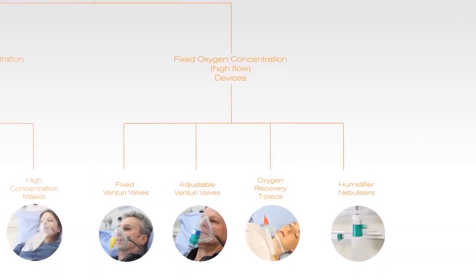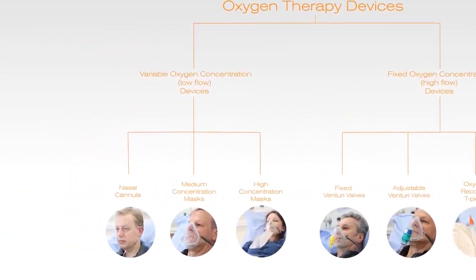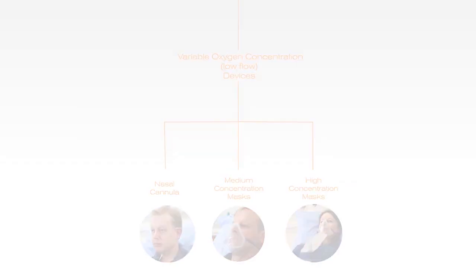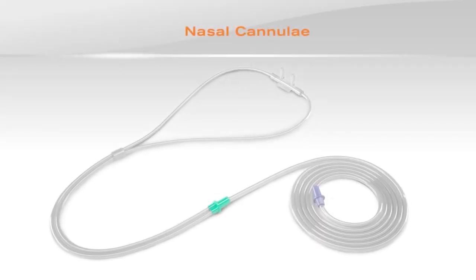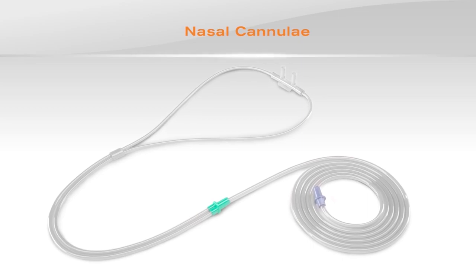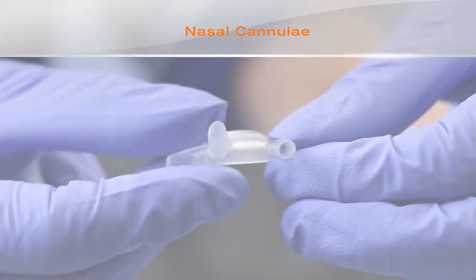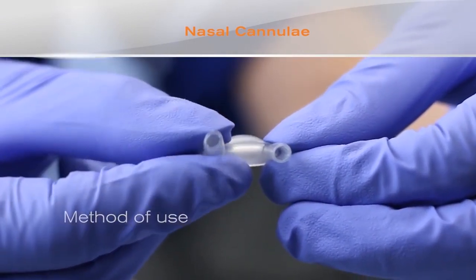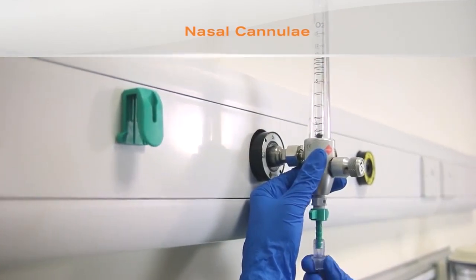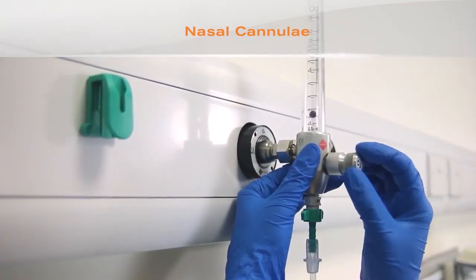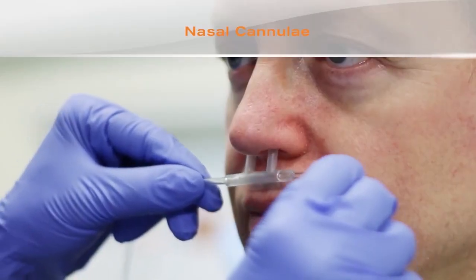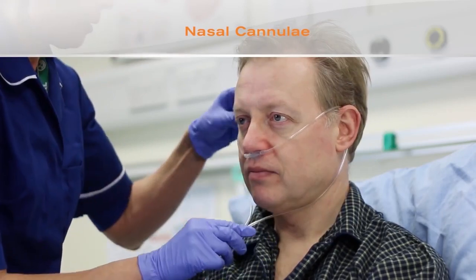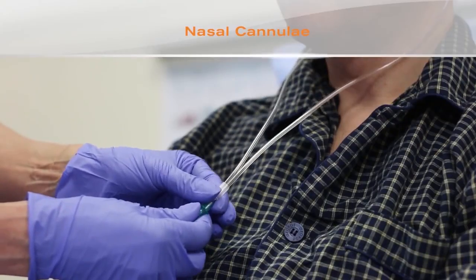Firstly, let's look at variable oxygen concentration devices and the various device options that are available. Nasal cannulae are one of the most common ways of delivering oxygen therapy. A nasal cannula consists of two soft prongs attached to the oxygen supply tubing. First, attach the oxygen tubing to the oxygen flow meter and set the flow rate to the appropriate flow for the patient. The prongs are inserted into the patient's nares, the tubing is looped over the patient's ears, and the toggle is adjusted to ensure a good fit.